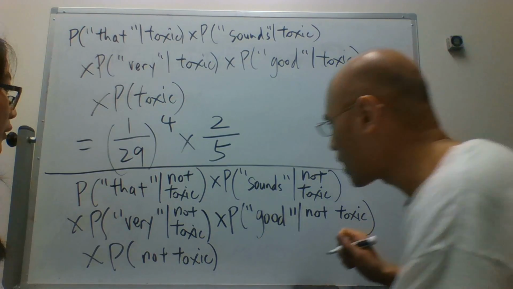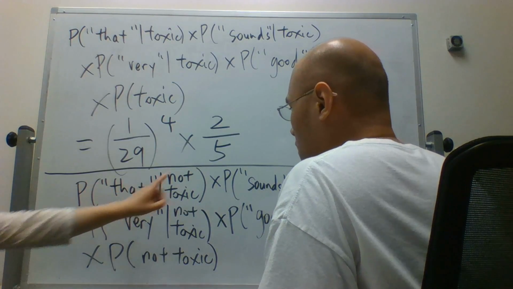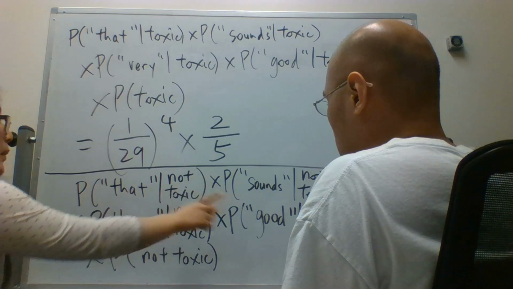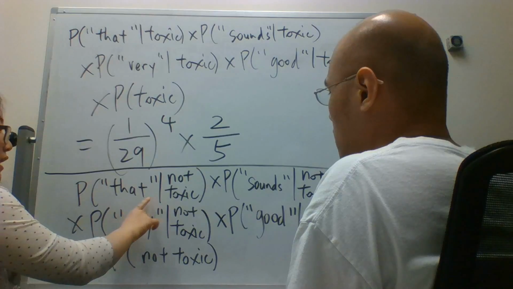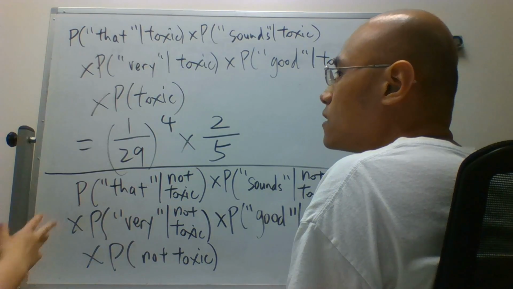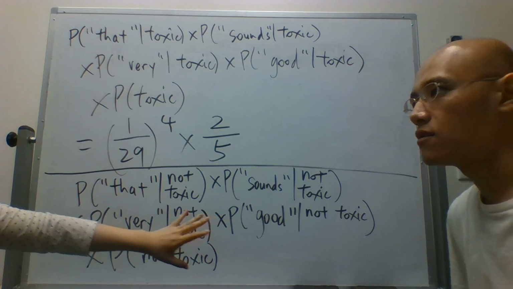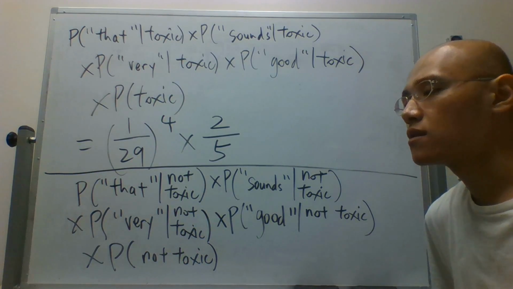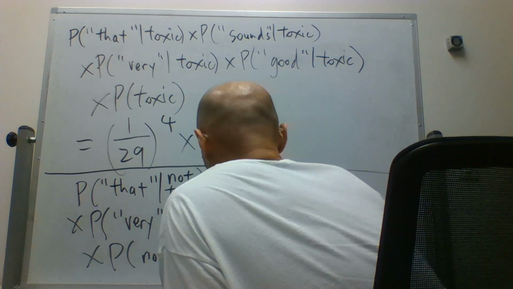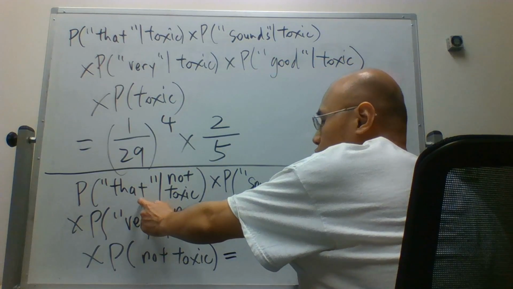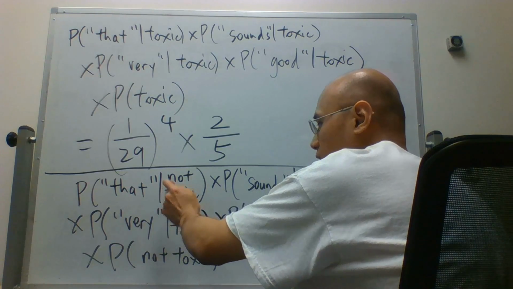Okay, Mandy, let's start with these four probabilities. What do we have? That, sounds and good each appear exactly once in a non-toxic phrase. So the probability of seeing that given not toxic would be 2 over 28. It's 28, which is different from 29, because in total there are 9 non-toxic words and 19 total words, which gives us 28. It's 1 for one appearance plus 1 for the alpha smoothing parameter.